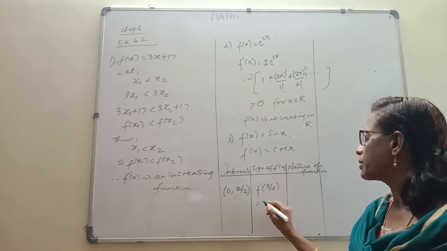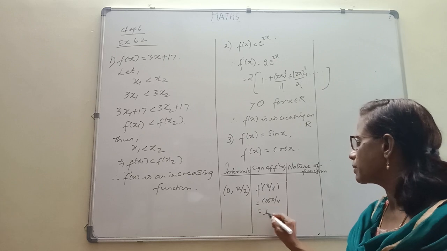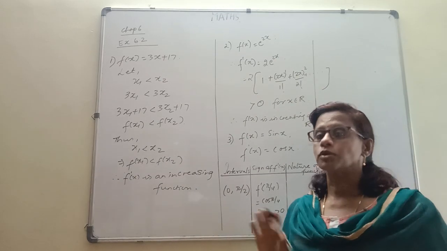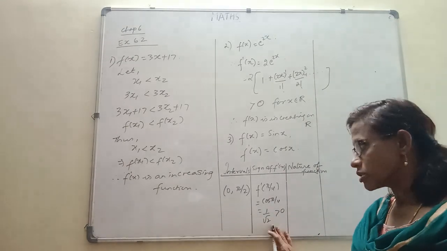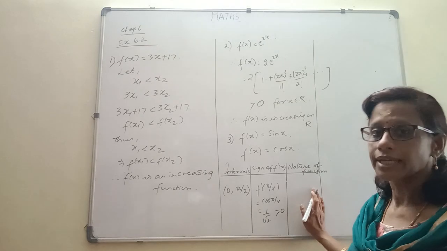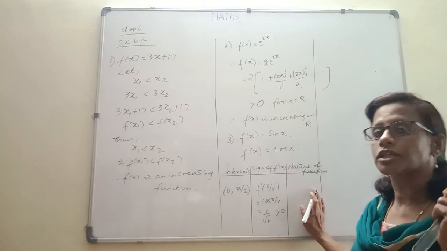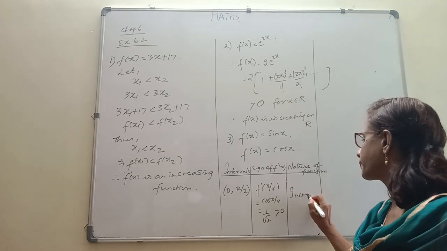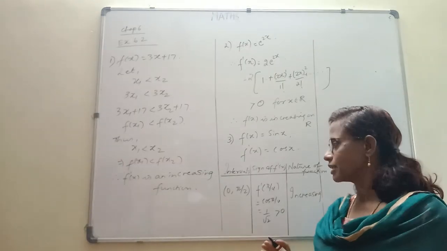So f dash at pi by 4 means it's cos at pi by 4. Cos at pi by 4 means it's 1 by root 2. Whatever value, we are not much bothered. We are only bothered whether it is positive or negative. It is positive. Yeah, we all know it's positive. If it is positive, then the function will be increasing. If f dash x is positive in a particular interval, then the function is always going to be increasing. So this is increasing. So this is how we are going to decide how it is.